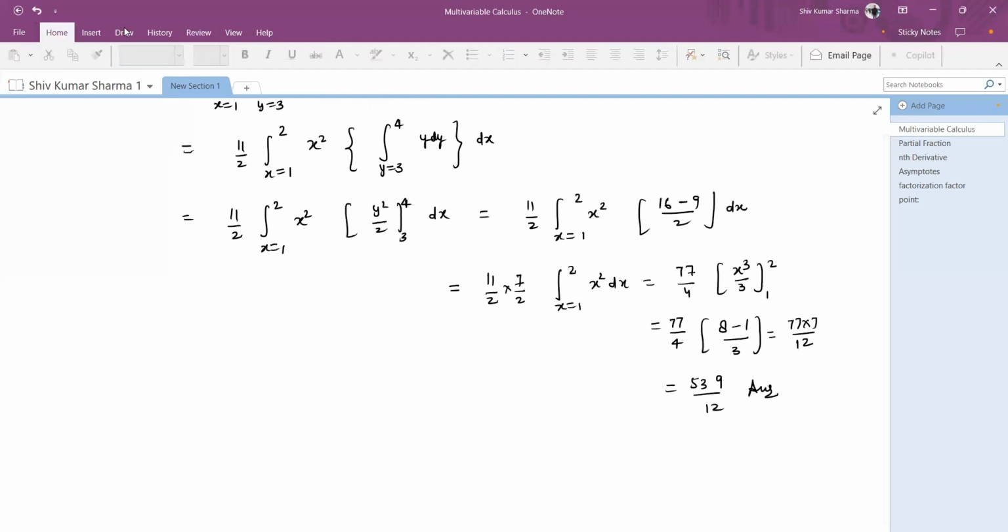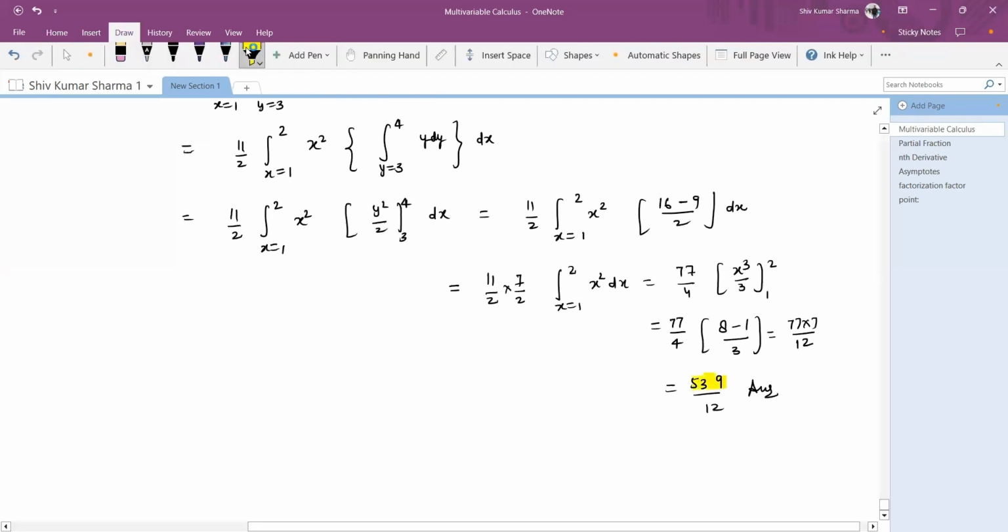Okay, so when all limits are constant, we can integrate any one of them first. Now we move to the next problem.